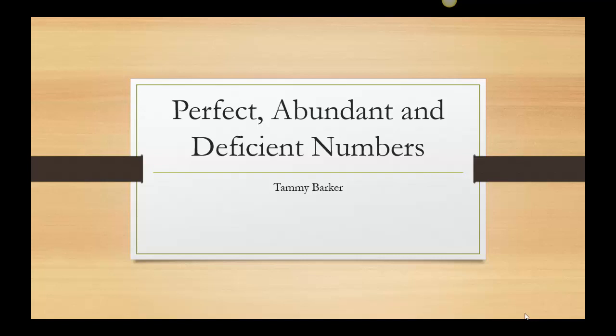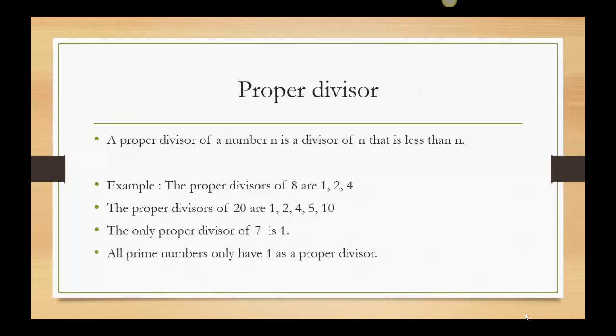In this video, we are going to discuss perfect, abundant, and deficient numbers. We need to start with the definition for proper divisor. A proper divisor of a number n is a divisor of n that is less than n. All right, let's talk about examples so we understand what that is.